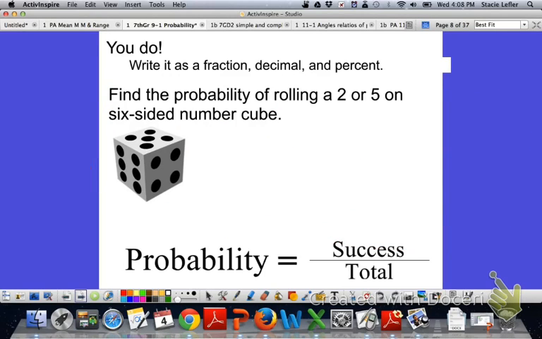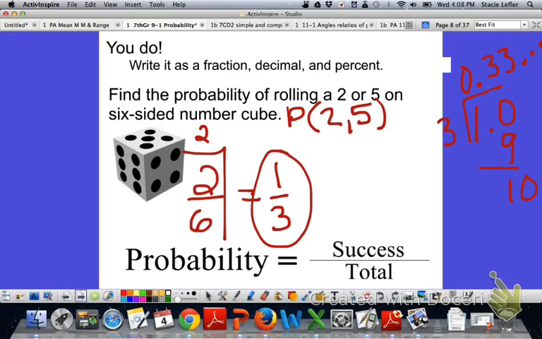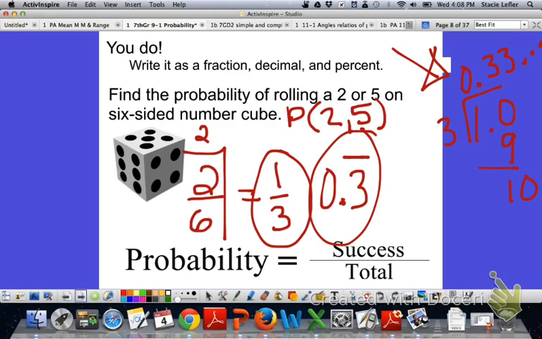Okay, pause the video and find the probability of getting a 2 or a 5 on a 6-sided number cube. And remember to write it as a fraction, a decimal, and a percent. Since there are 2 ways of being successful, landing on a 2 or a 5, then it's 2 out of 6, which simplifies to 1/3. Written as a decimal, we divide the numerator and the denominator to get 0.3 with the bar notation, the 3's are repeating. And then we move our decimal to the right 2 place values, and we get 33%.